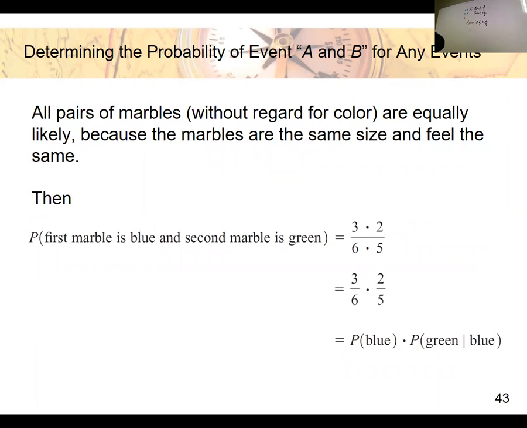So in this case here, the first marble is blue and the second marble is green. Well, that's of course 3 out of 6 for the probability of getting the first marble being blue. And then given that the first was blue, the probability of drawing a green marble on the second draw would be 2 out of 5. And that's where this comes from. The probability that it is blue would be 3/6. The probability of green given blue would be 2/5.